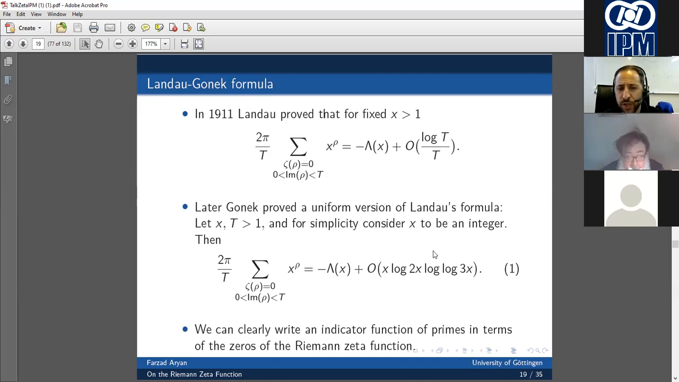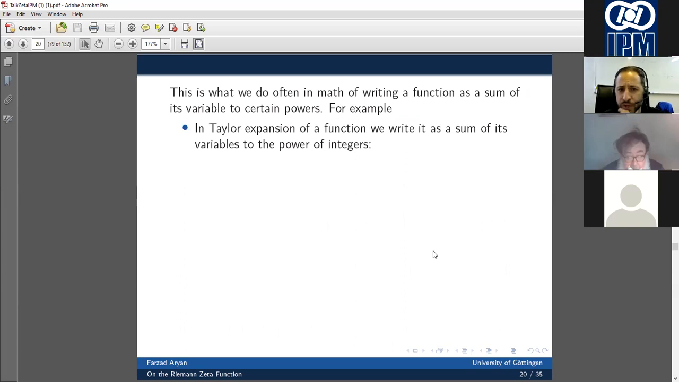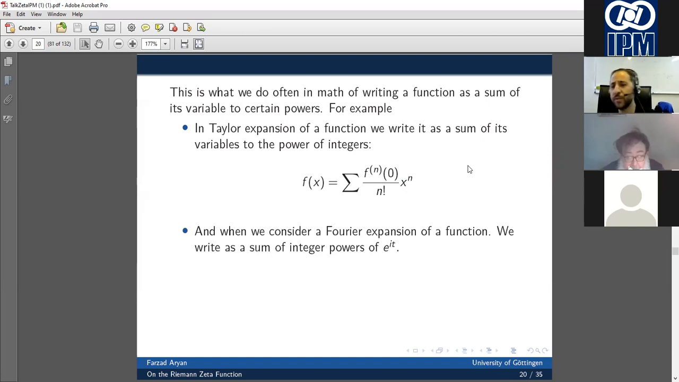If this is a bit strange, keep in mind we do this thing in mathematics a lot. For example, when you write a Taylor series for a function, you write the function in terms of its variable to the power of integers with certain coefficients. Or when you write a Fourier expansion, you do the same, and you write a function in terms of integer powers of e to the power i t. There's a difference here, though, with the formula I showed. How can we write an arithmetic function in terms of the variable to the power of zeros of the Riemann zeta function?